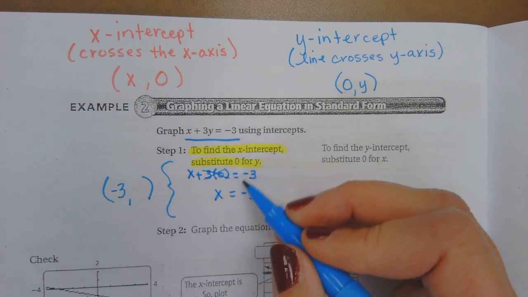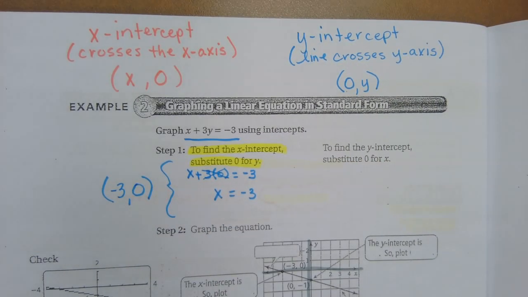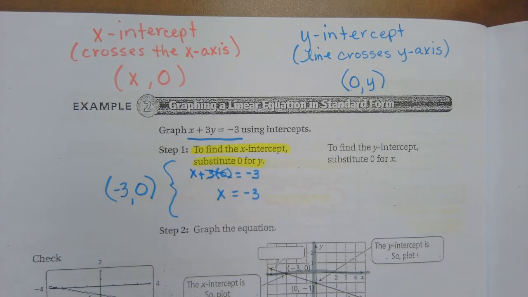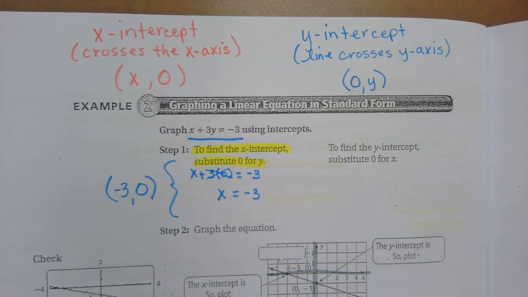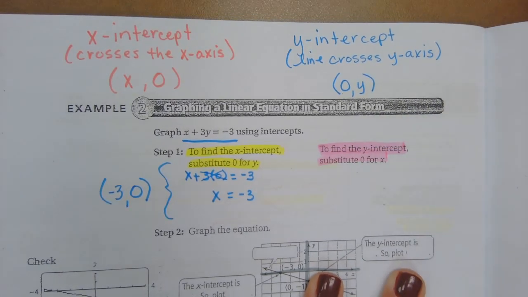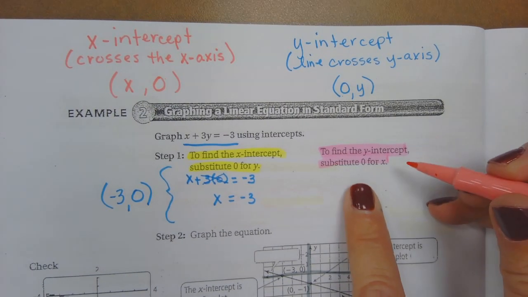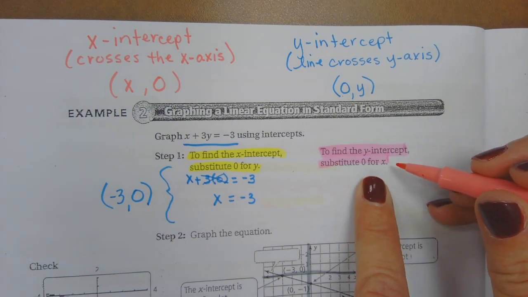-3 is our x. And we substituted the 0 for the y, so we get 0. Okay? So that's 1 point that we get. Now, the other is to find the y-intercept. Oh, look, I just switched my colors. Not very good. Okay, to find the y-intercept, substitute 0 for x.